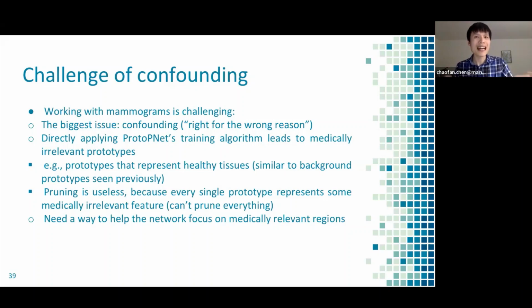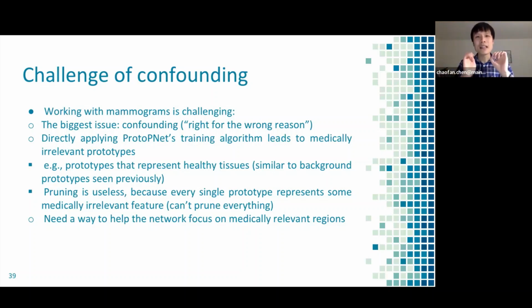for medical images. Unlike natural images, where we have pre-trained models on ImageNet, which is already very powerful, for medical images this kind of thing is very difficult. So we often end up with prototypes that represent healthy tissues. And the idea is that they are very similar to the background prototypes we see in the bird images, except in this case, all of the prototypes are background prototypes.